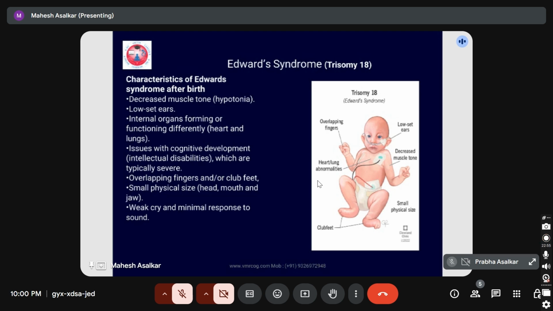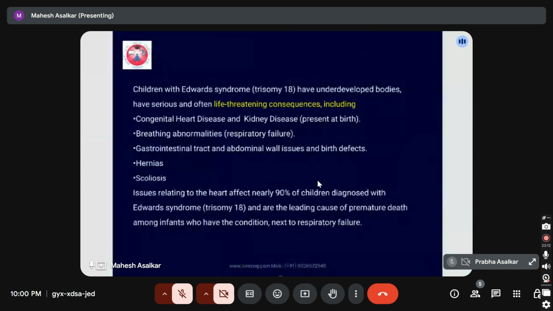Because most of the features you see in trisomy 13 and 18 are similar, you need to further differentiate. So you should know the specific ones. Overlapping fingers, heart and lung abnormalities, club foot or rocker bottom foot, decreased muscle tone, and low set ears are the reminders for Edwards syndrome.